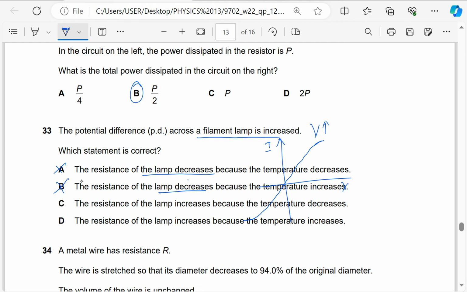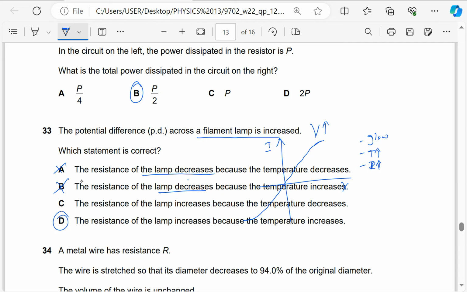Because for the filament lamp to glow, for it to give light, it should be red hot or green hot, yellow hot, and so on. So it means the temperature should increase. And if temperature increases, the resistance also increases. So the answer here is going to be D. The resistance of the filament lamp increases because the temperature increases. As temperature increases, the resistance of the lamp increases.